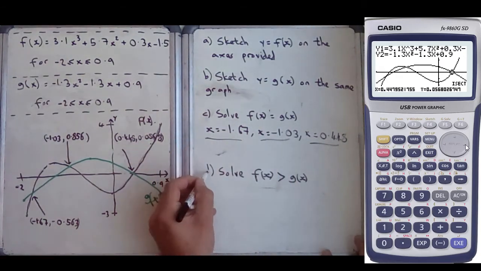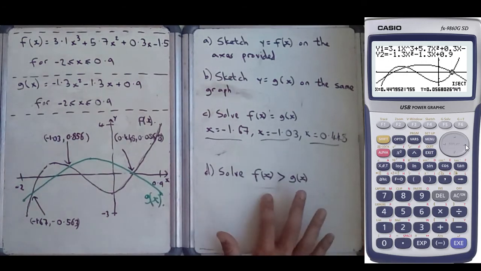Okay, part D. Now this is the new bit. So we're solving f of x is greater than g of x, right?